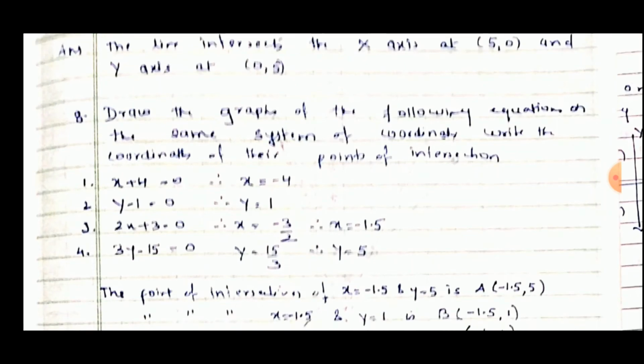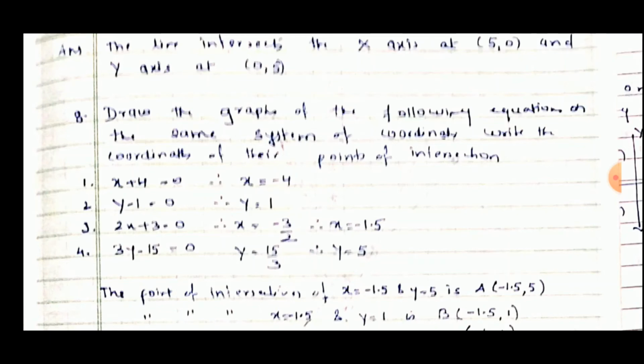Now draw the graphs of the following equations on the same system of coordinates. Write the coordinates of their points of intersection. x plus 4 equal to 0, therefore x is equal to minus 4. y minus 1 equal to 0, therefore y is equal to 1. 2x plus 3 equal to 0, so 2x is equal to minus 3, therefore x is equal to minus 1.5.